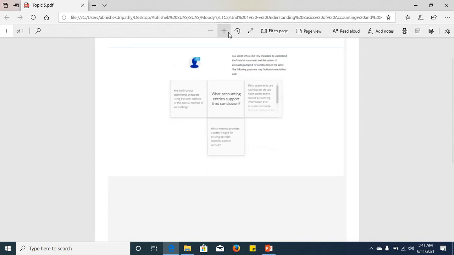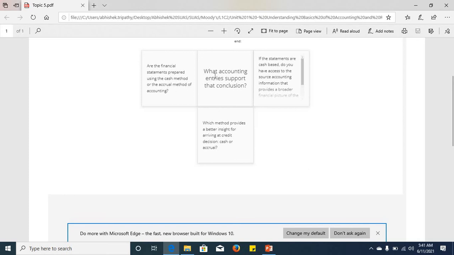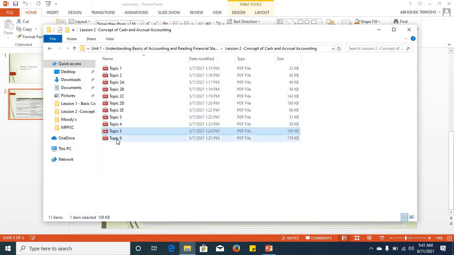Now, this we already know what you have to do. Are the financial statements prepared under the cash method or accrual method of accounting? What accounting entries support the conclusion? And if the statements are cash based, do you have access to sources of accounting information that provide a broader financial picture? Which method provides a better insight for arriving at credit decisions, cash or accrual? Of course, the accrual system is more acceptable statutorily and also conceptually. It gives you a clearer picture.